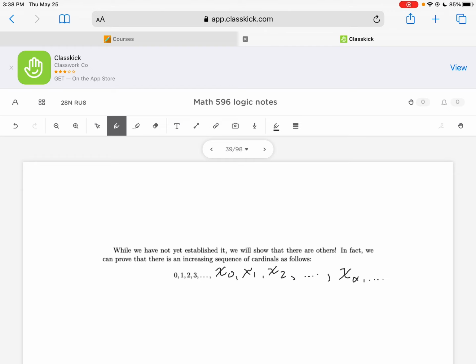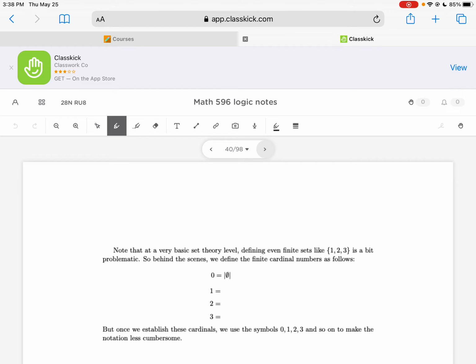Now, it's maybe worth pointing out that at a very basic set theoretic level, even defining sets as, say, the set containing 1, 2, 3 can be kind of a problem, right? What does 1, 2, and 3 even really mean? And so behind the scenes, we're really defining natural numbers in kind of a weird way, where we say that, for instance, we're identifying the natural number 0 with the empty set, or sometimes we use that symbol for the empty set, and then we recursively define any larger natural number by saying that for a natural number n, n plus 1 is just n union with the set containing n.